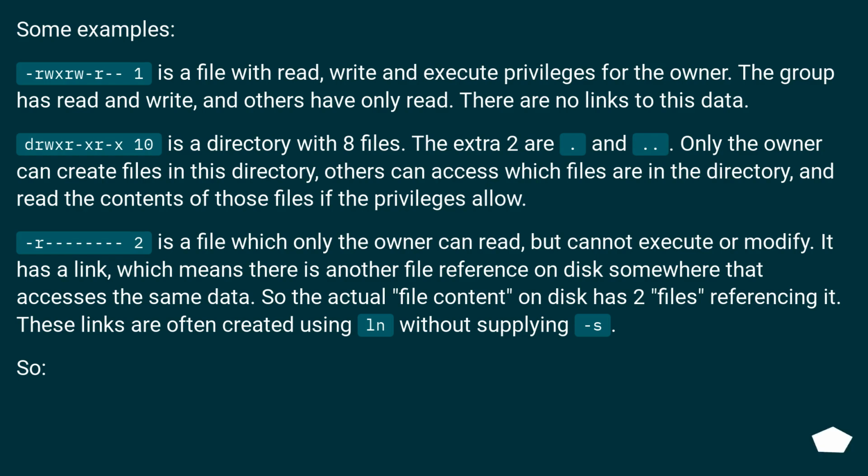drwxr-xr-x 10 is a directory with 8 files. The extra 2 are dot and dot dot. Only the owner can create files in this directory. Others can access which files are in the directory and read the contents of those files if the privileges allow.